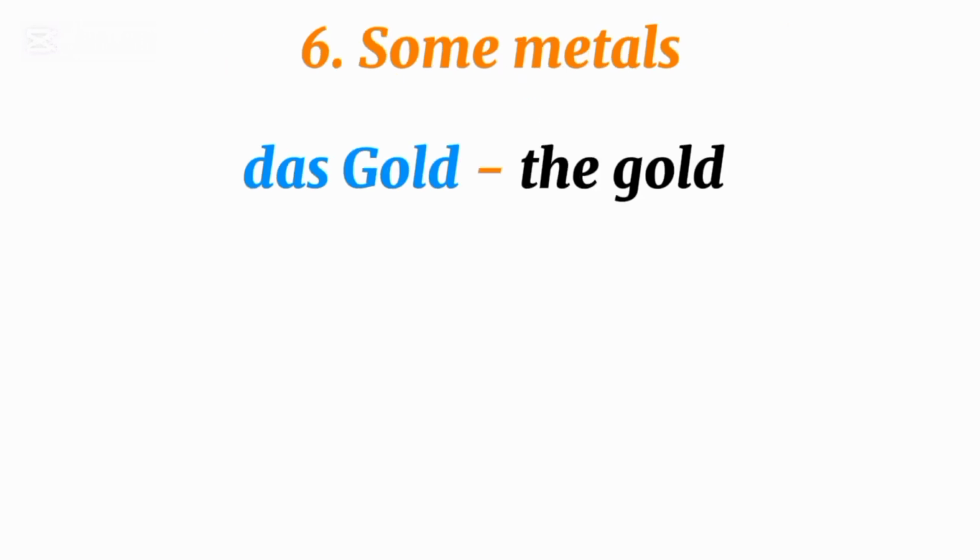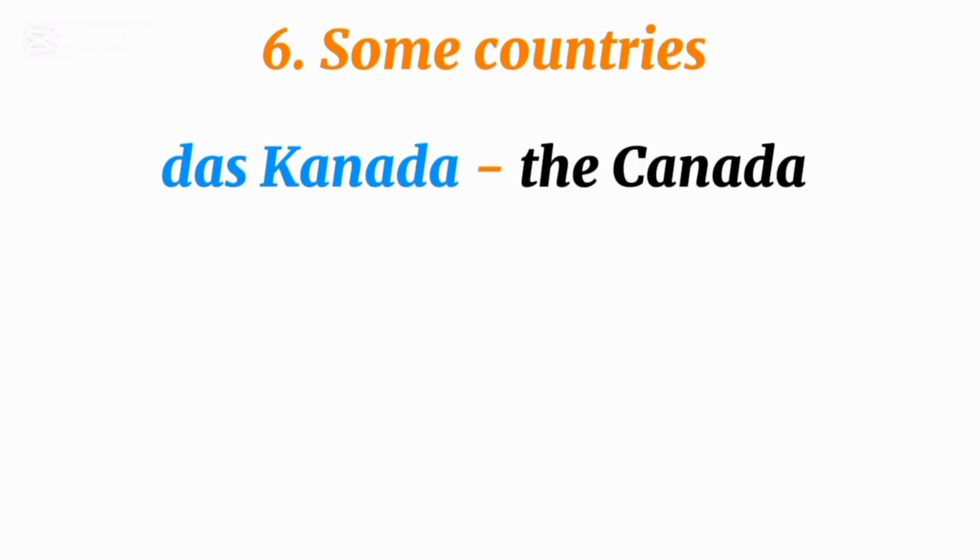Next is about metals. There are some metals that take the das article, for example Gold, it takes a das. Some metals take a der article, but here in das, the only metal that takes das is gold. We also have some countries, for example Canada, and of course other countries, but they are very few. Remember, in the German language, all countries have articles. We have those with a male article, a feminine article, and now these ones have neutral articles.